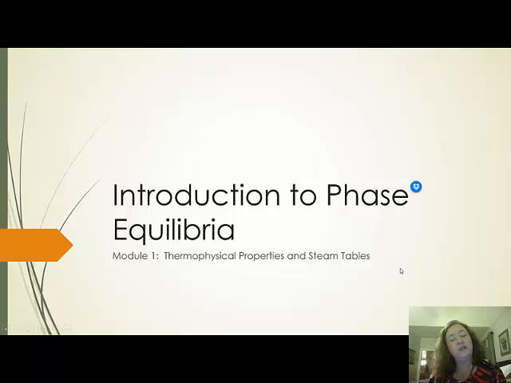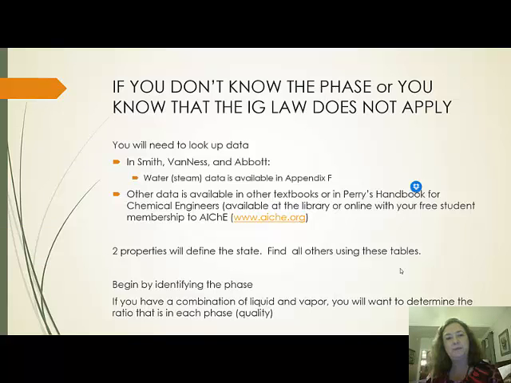So let's finish up with our discussion of thermophysical properties in the steam tables. So we said that we are going to find data. We've got some data in our textbook or in other textbooks. We can go to Perry's and find some.